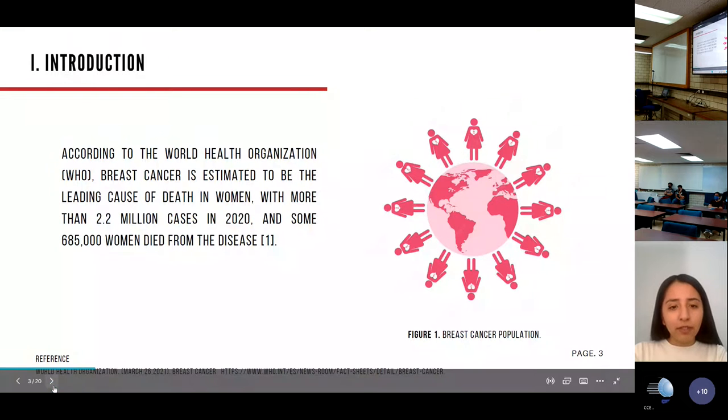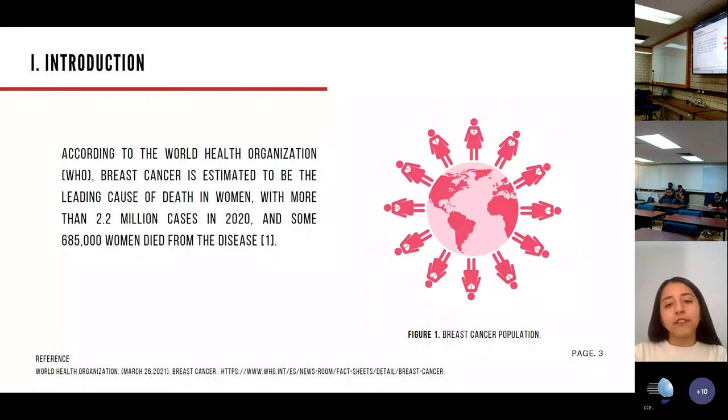Introduction. In developing countries, there is a higher percentage of mortality in the female population because it is usual to detect the disease at a very advanced stage. According to the World Health Organization, WHO, breast cancer is estimated to be the leading cause of death in women, with more than 2.2 million cases in 2020 and some 685,000 women died from the disease.